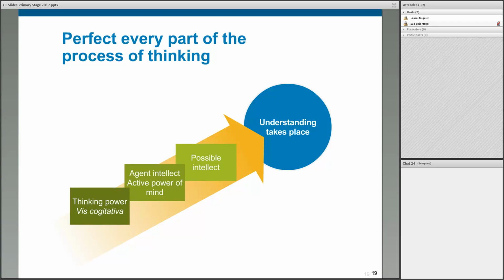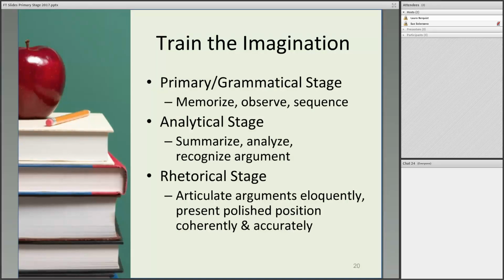And we do that in this stage, the primary and grammatical stages, which is what we're focusing on today, by working on foundational training, which involves memorizing, observing, and sequencing. You will see that every single assignment in kindergarten, really through 5th grade, certainly through 2nd grade, includes one or more of those exercises. And that's because we're working on training the imagination so that it's a ready tool to be used by the agent intellect.